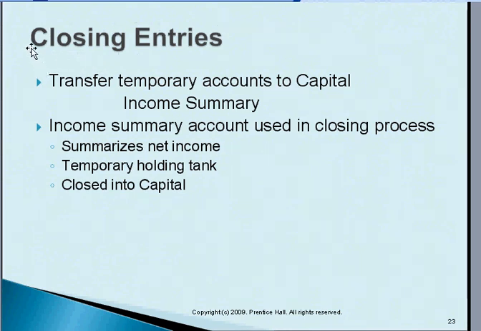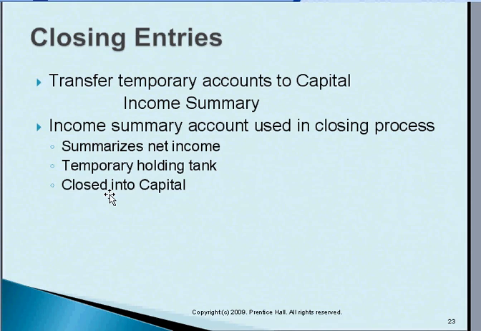So, for the closing entries, we transfer the temporary accounts, revenue and expense, to capital. We do this by using an intermediate account called income summary. It's only used in the closing process, and it summarizes the net income. How does it do that? We close the revenues to income summary. We close the expenses to income summary. It's a temporary holding account. And whatever we need to close that income summary gets closed to capital.